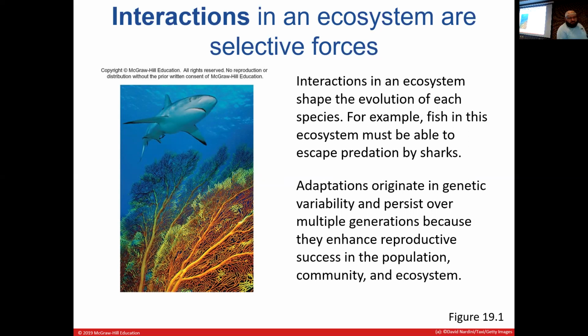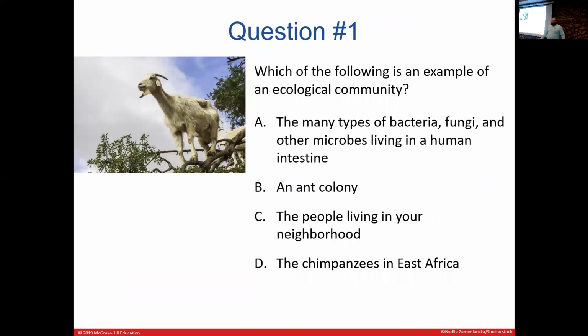All right, so let's do a quick review question here. Which of the following is an example of an ecological community? Give me a couple seconds. All right. What about answer B? Is that an ecological community? Population, right? What about C? Same deal, right? It's a population too. What about B? Still a population, so it must be A, right?